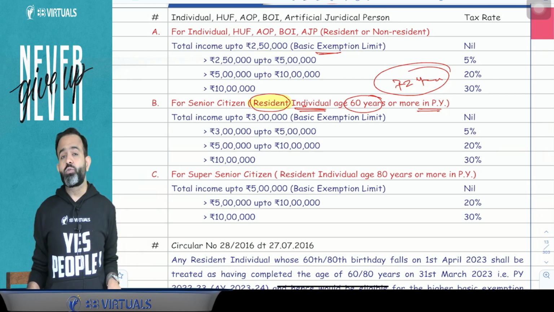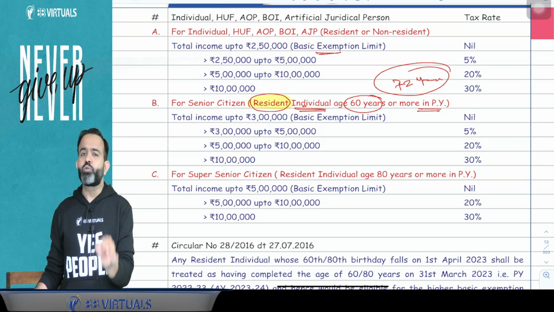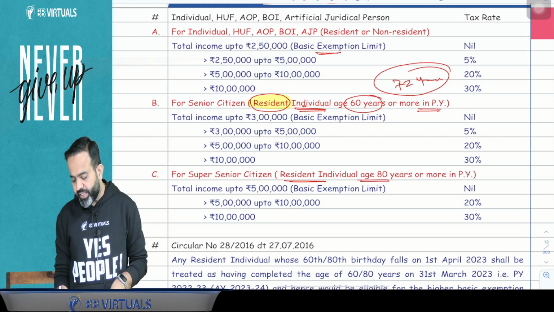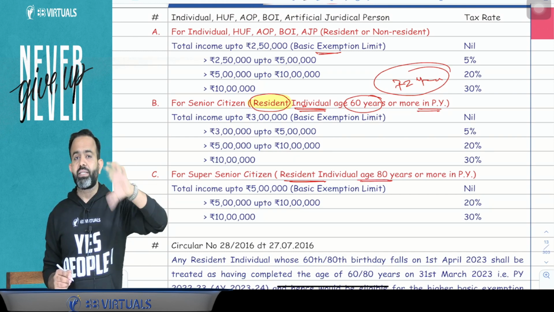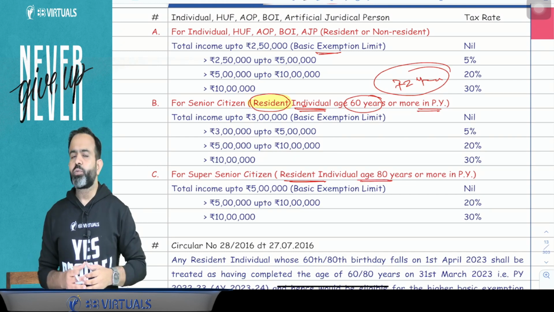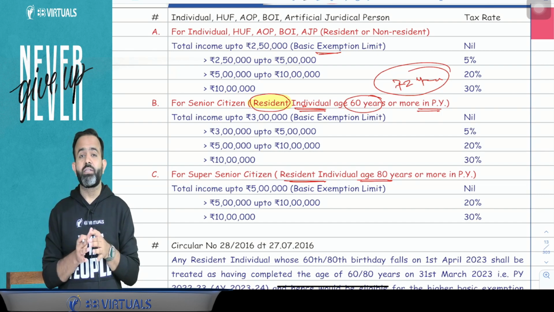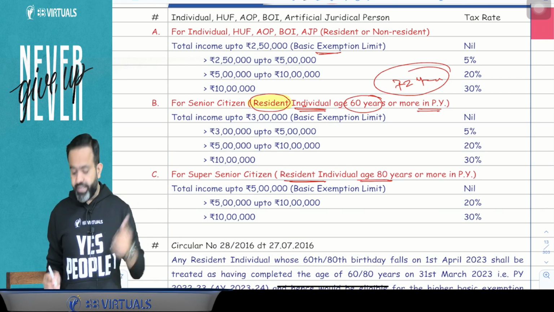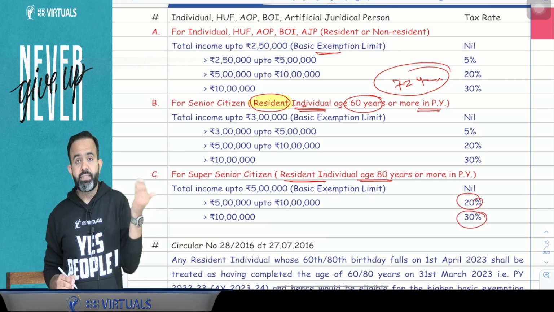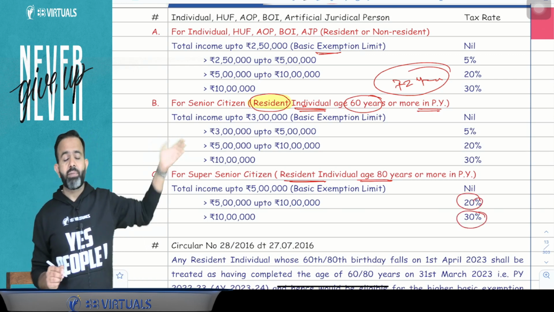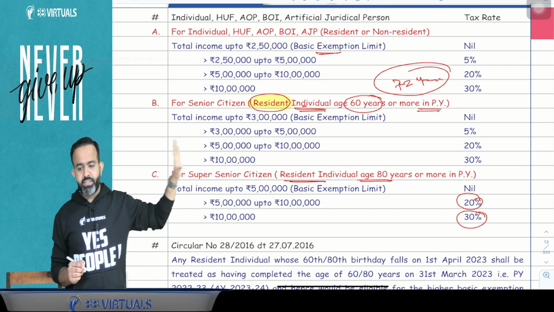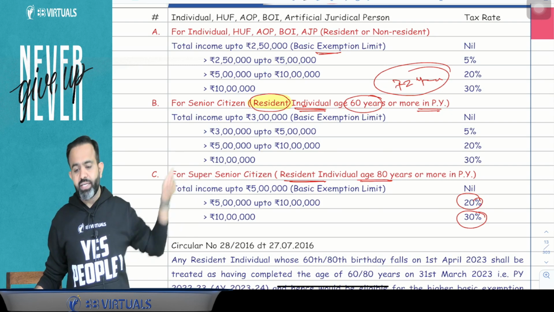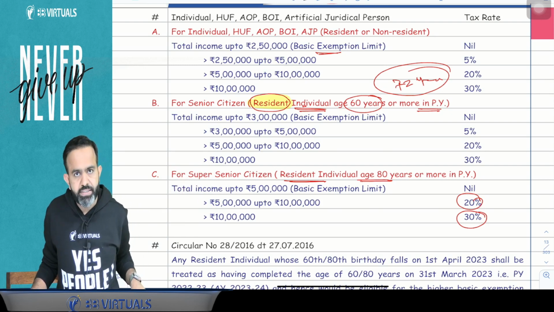Now in case of the super senior citizen, what is the meaning of super senior citizen? Guys, here super senior citizen means resident individual age 80 years or more in a previous year. In case of super senior citizen up to 5 lakh there is no tax, means 5 lakh is a basic exemption. Now 5 lakh to 10 lakh directly 20%, and more than 10 lakh 30%. Here remember 5% slab rate is not there. In this particular case directly 20%, if income is more than 5 lakh up to 10 lakh, then 20%, and more than 10 lakh 30% is the tax rate.